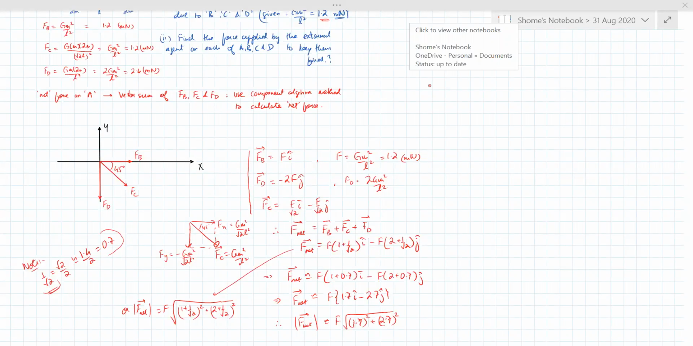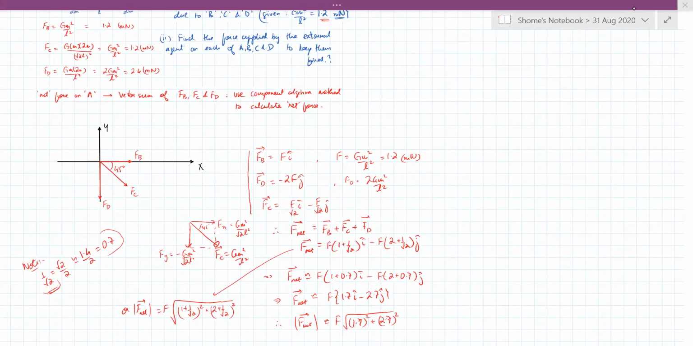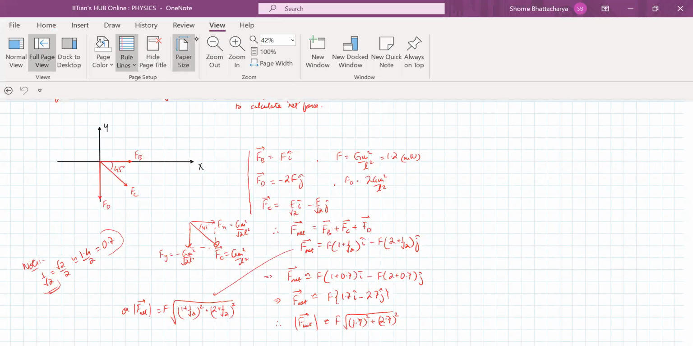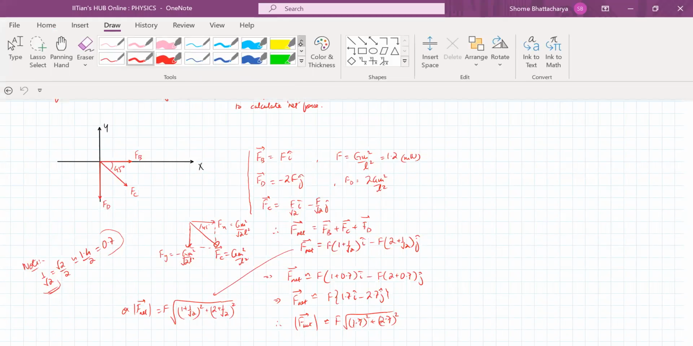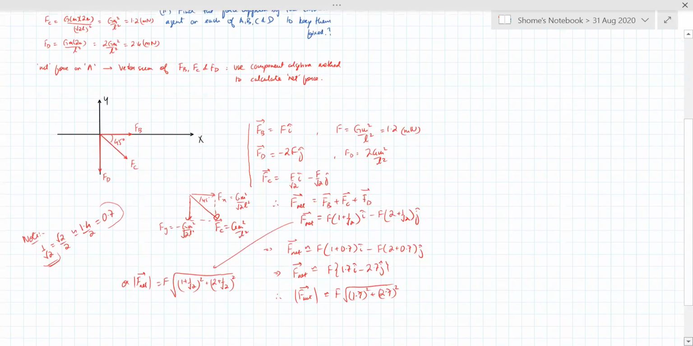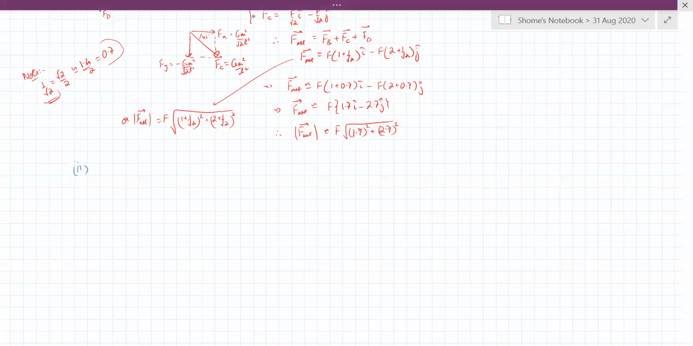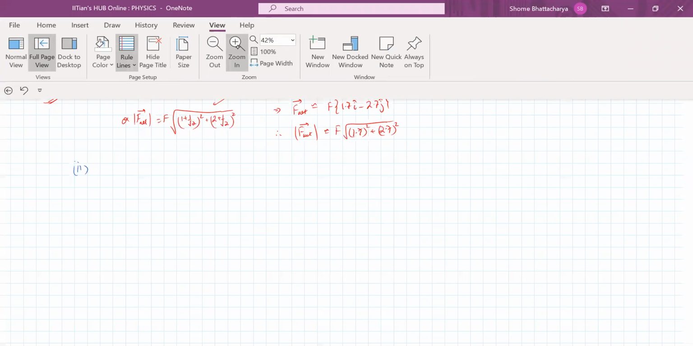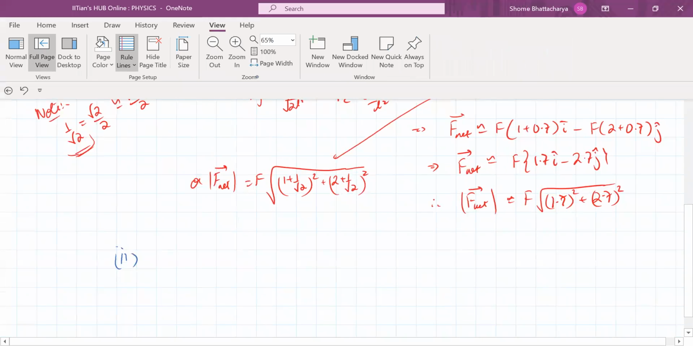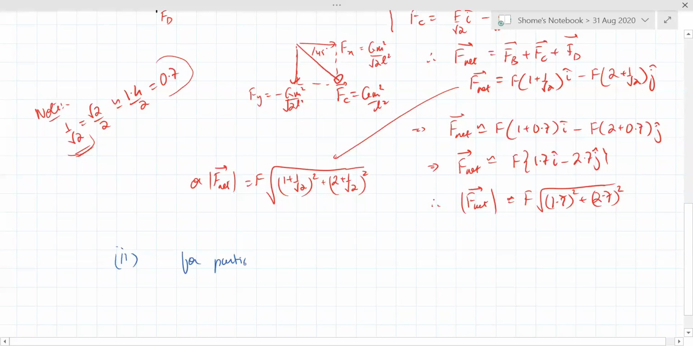Okay, now let's come to the second part. So basically, for the second part, you can see that as far as particle A is concerned, what is happening is that these three things together are applying forces like this.